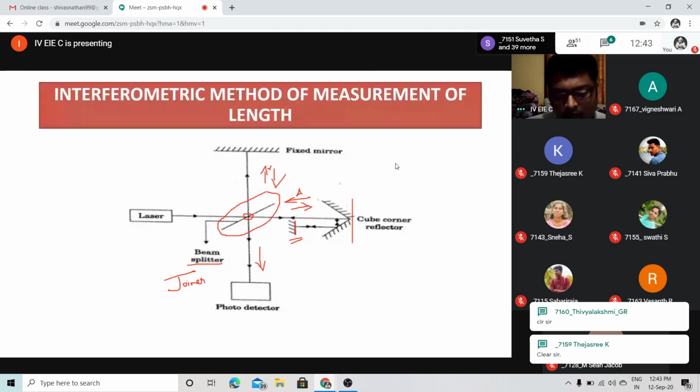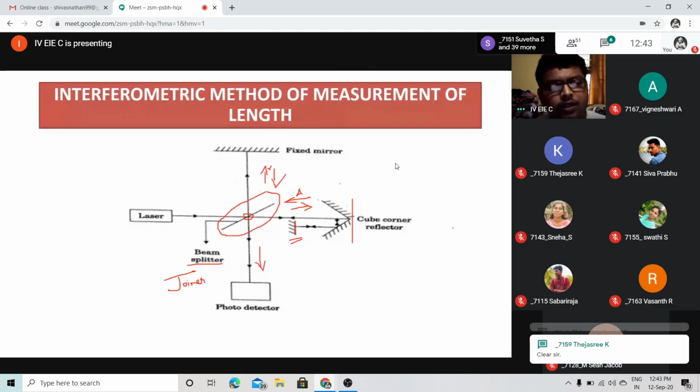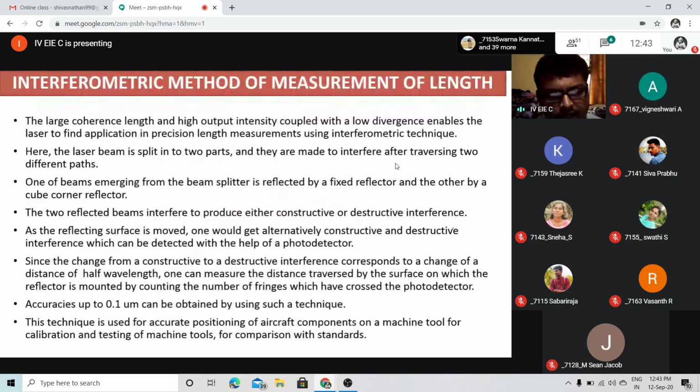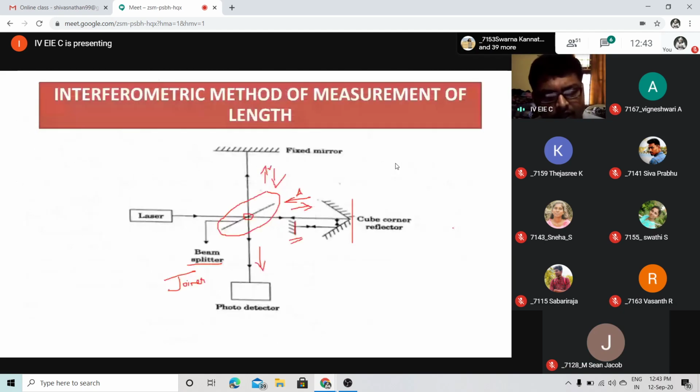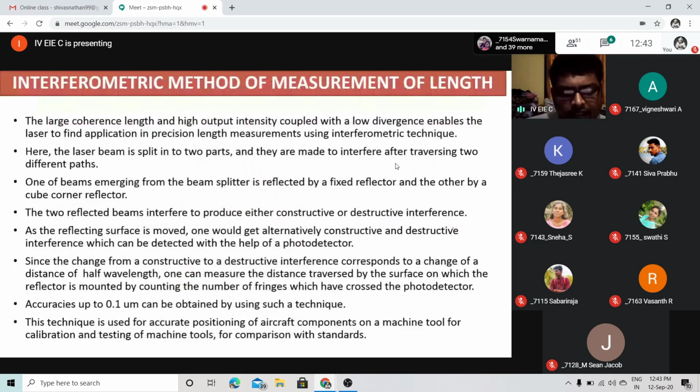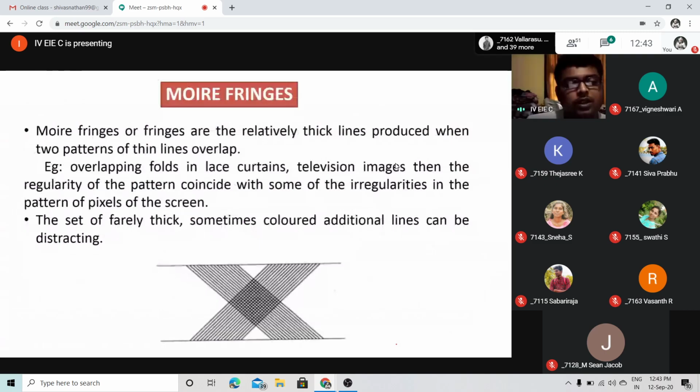Now as we speak about these techniques, where do we find applications for these? These are all used in aircraft components machining. These are very accurate. These interferometric-based distance or length measurements are used in positioning of aircraft components. Clear? So this is how it is. Now, coming to Moire fringes, we will discuss this at the last, because certainly it may bore you.